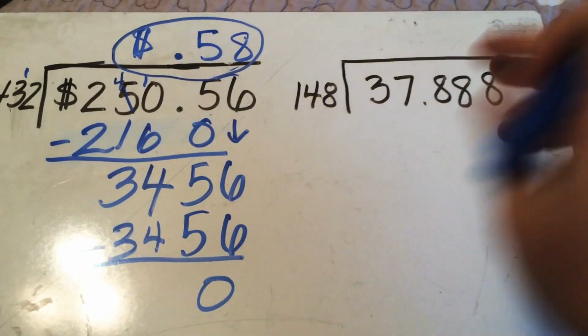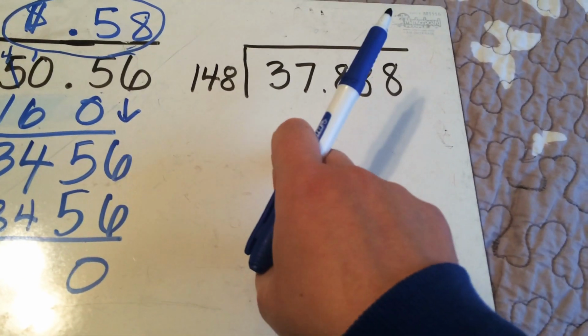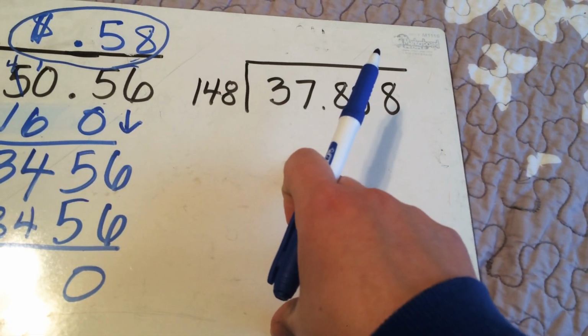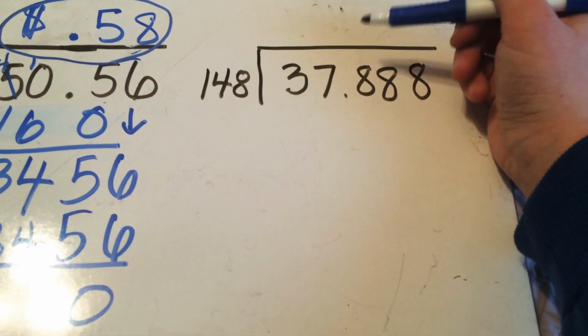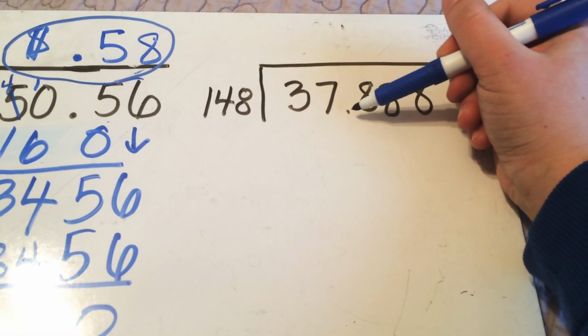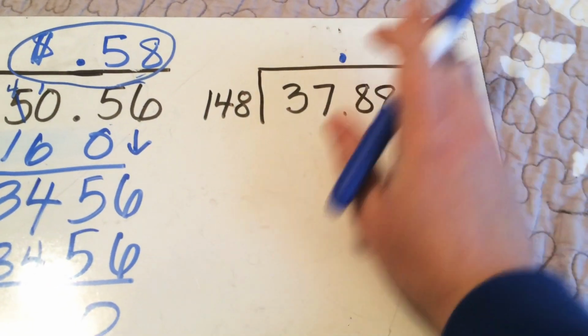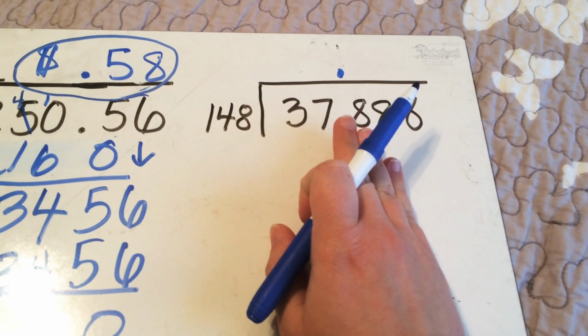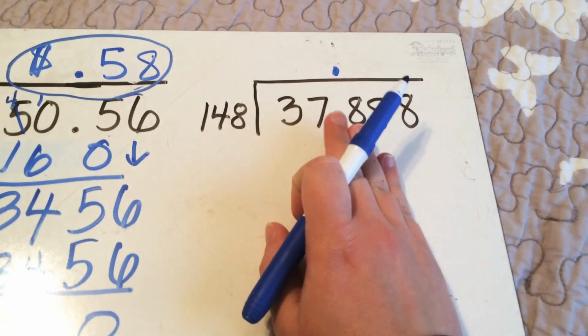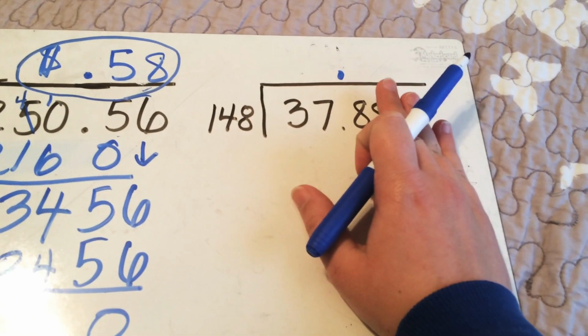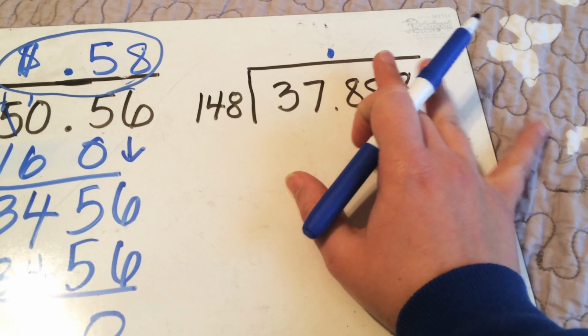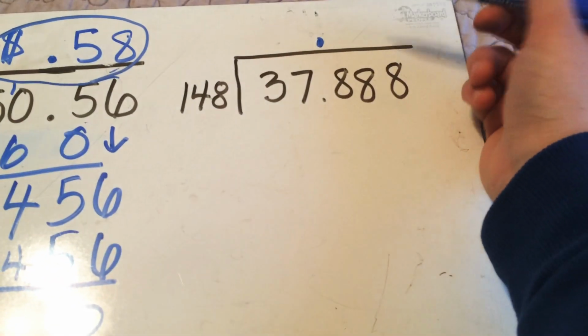Now, this next problem I'm going to do for you to see. You can watch or do it along with me. It is number 2D, the green one. So again, we're just going to divide like normal. Bring my decimal point up. Now imagine there's no decimal point. Does 148 go into 37? It does not. Does 148 go into 378? It does. So let's figure out how many times it goes into it.